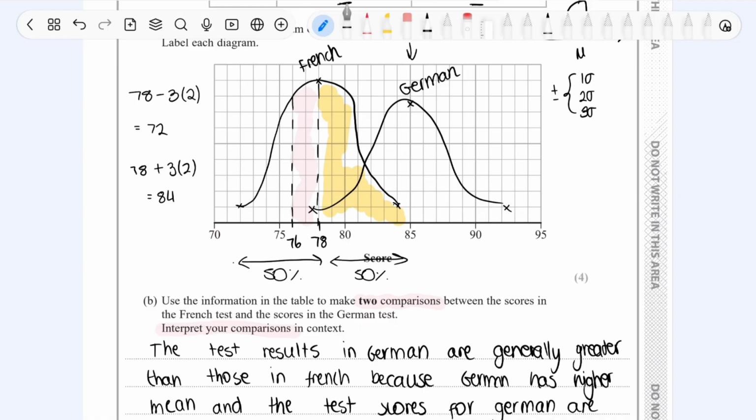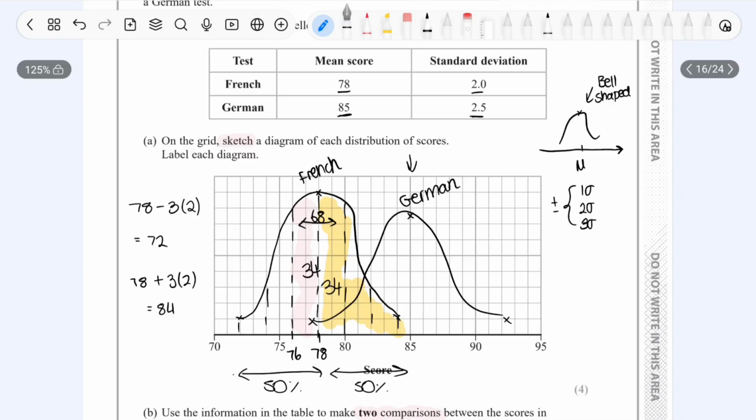So if you look at that key characteristic, you can kind of see that this bit must be 34% and 34%, because if you think about it, this is one standard deviation in total, plus or minus the mean, which gives us our 68.